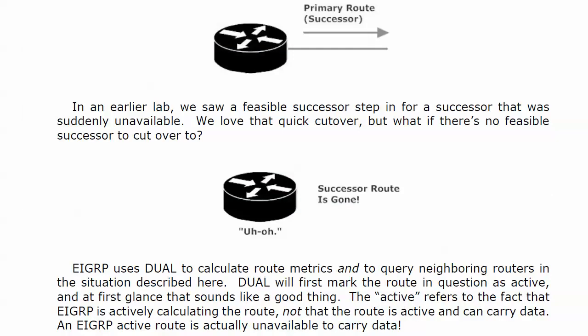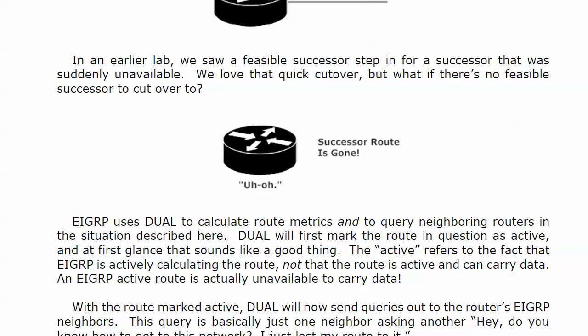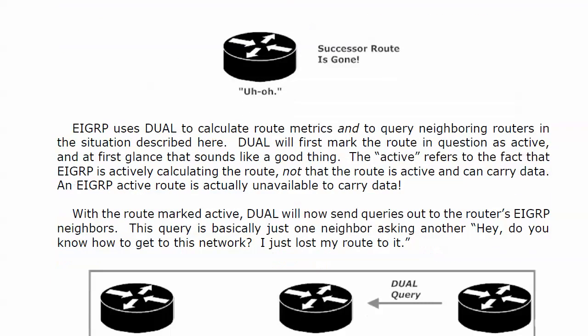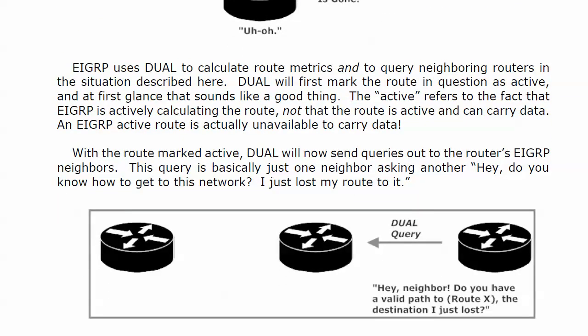They're all stable routes, they're available for routing, and life is good. That's what we actually want. Now, when we have a situation like we have on the board right now, successor route is lost, there is no feasible successor, DUAL then sends a query out to its own neighbors. And the query is simply one neighbor asking another, hey, do you know how to get to this network? Because I just lost my route to it. Do you have a valid path to route X, whatever destination that happens to be?